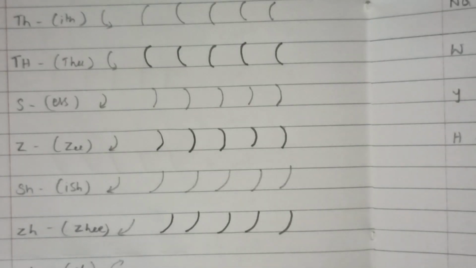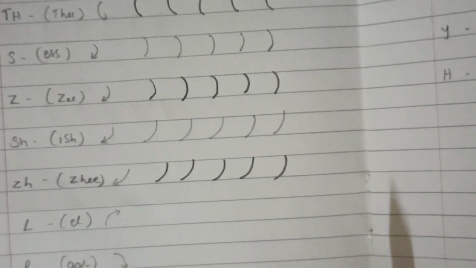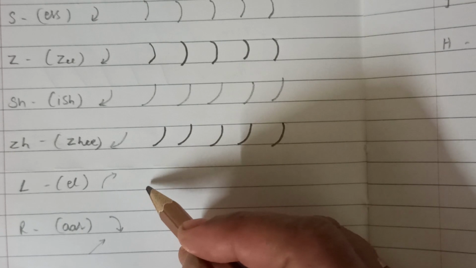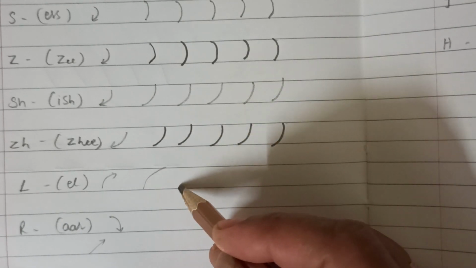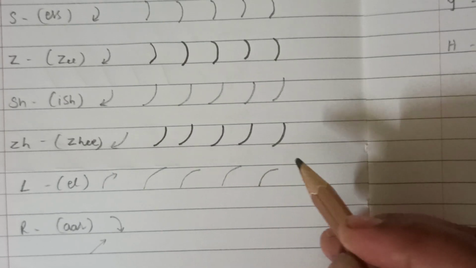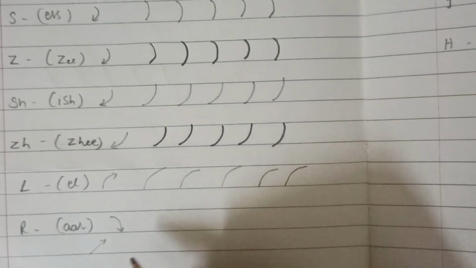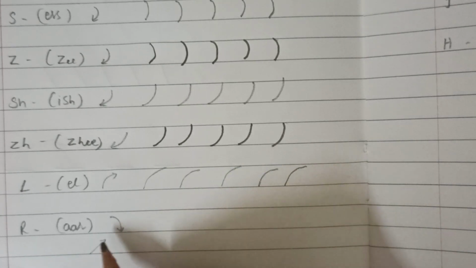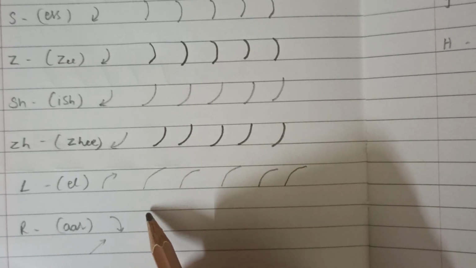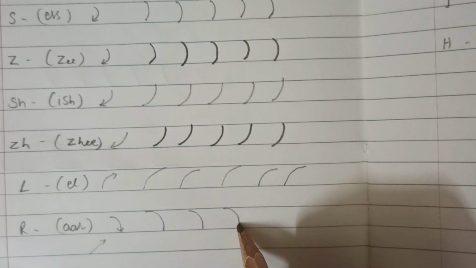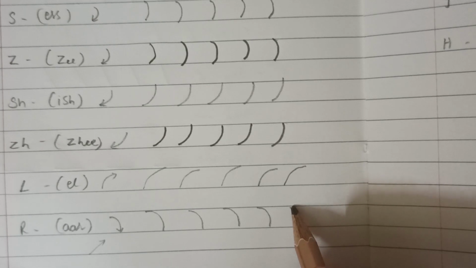Now the next curve stroke is going to be L. Here L is the upward light stroke. And R is the reverse of it, the opposite of L. That is R, a downward light stroke.